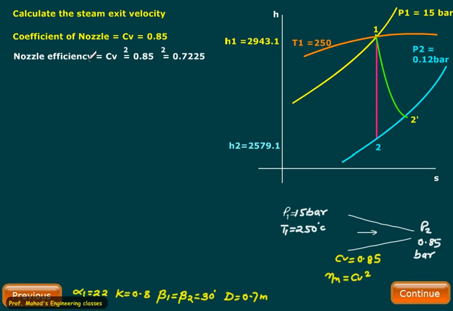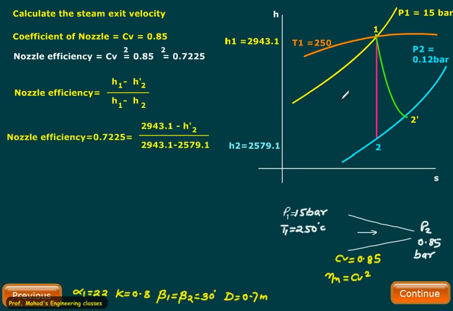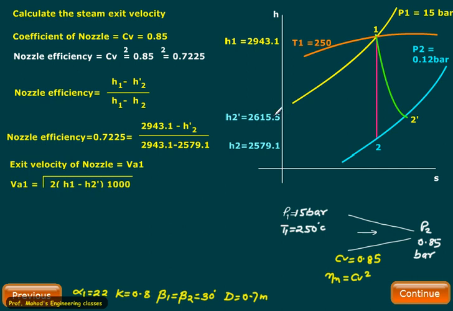and we can calculate 2 dash using the definition of nozzle efficiency, which is defined as H1 minus H2 dash, that is the actual enthalpy drop, upon H1 minus H2, that is the theoretical enthalpy drop. We substitute all these values and calculate the value of H2 dash. This H2 dash recorded is 2615.5, and the exit velocity of the nozzle is simply the square root of 2 times H1 minus H2 dash multiplied by 1000. 1000 is the conversion from kilojoules to joules, and we conclude that the value equals 809.47.